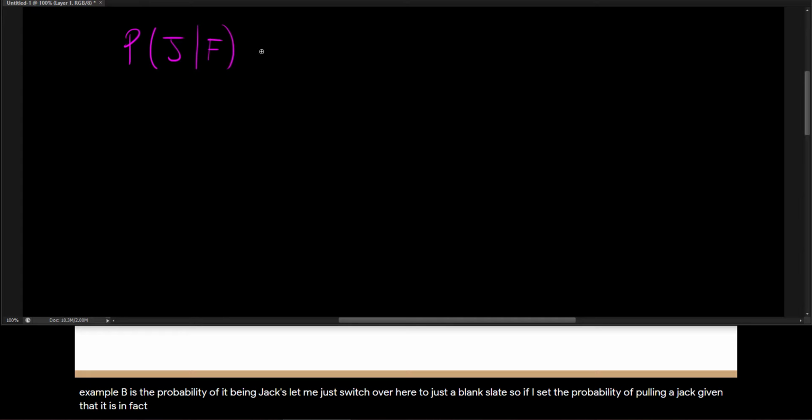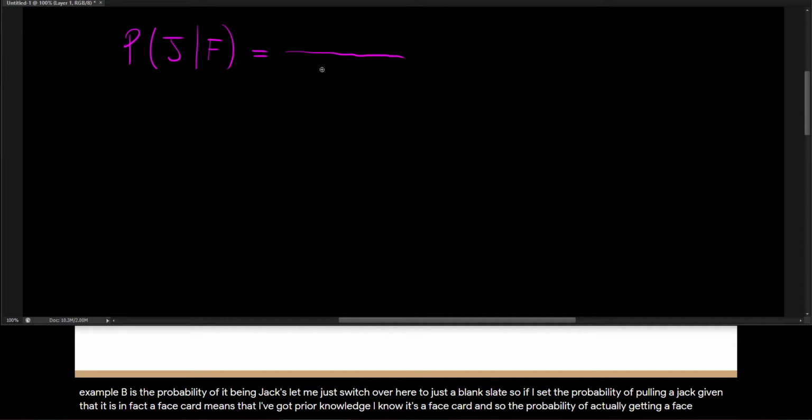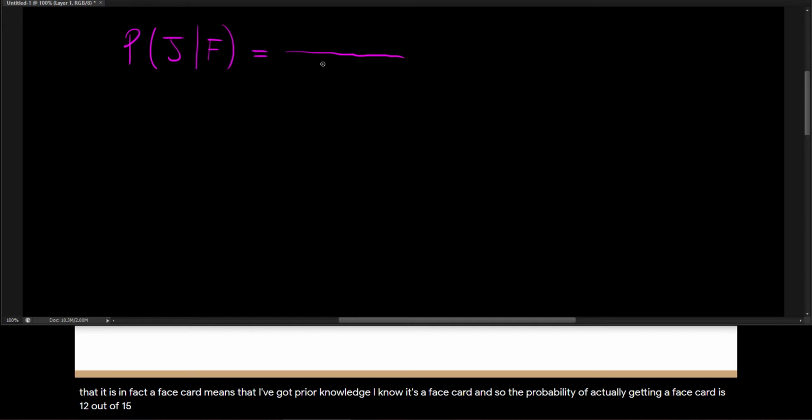So let me just switch over here to just a blank slate. So if I said the probability of pulling a jack given that it is in fact a face card means that I've got prior knowledge. I know it's a face card. And so the probability of actually getting a face card is 12 out of 52 because there are 12 face cards in a deck of 52 cards.